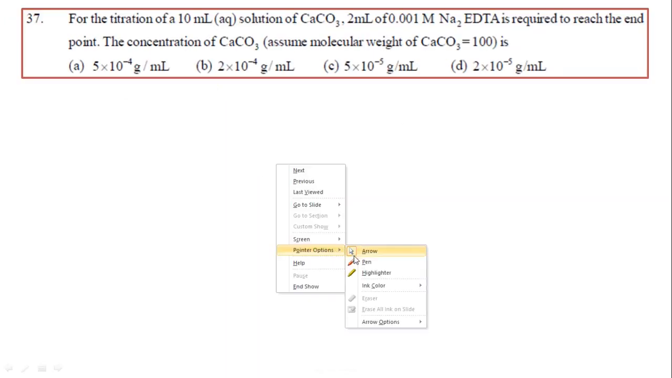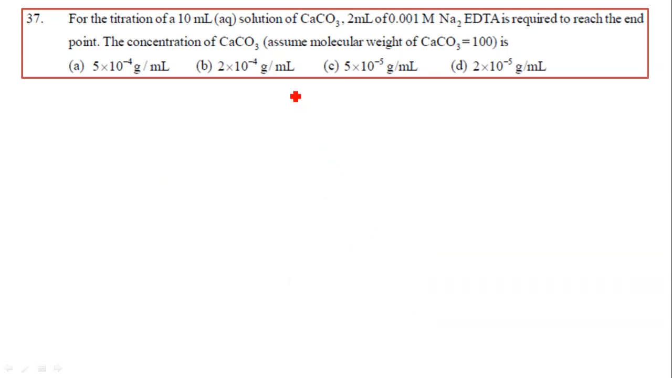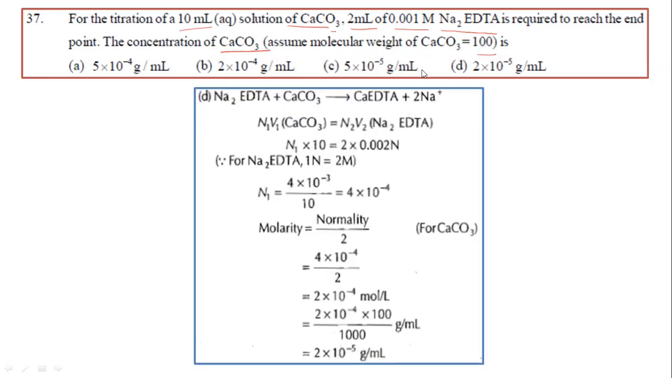Titration of 10 ml of calcium carbonate solution, volume is given. 2 ml of 0.001 M sodium EDTA is required to reach the endpoint. Concentration of calcium carbonate, molecular weight has been given. So here you see it's a simple formula. Sodium EDTA treated with calcium carbonate gives calcium EDTA by replacing 2 sodium ions. Calcium EDTA has been formed.